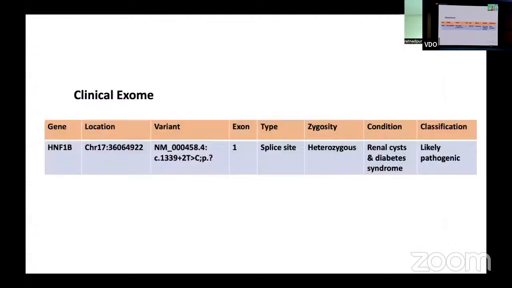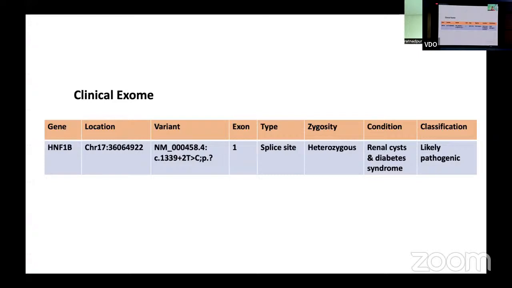So we got a very, very unexpected result in this case. It was not the PKD1 or PKD2 gene. It was an HNF1B gene. It was a change in that gene. And this was a significant change, a splice site change that was likely pathogenic. And this disorder is associated with renal cysts and diabetes syndrome.